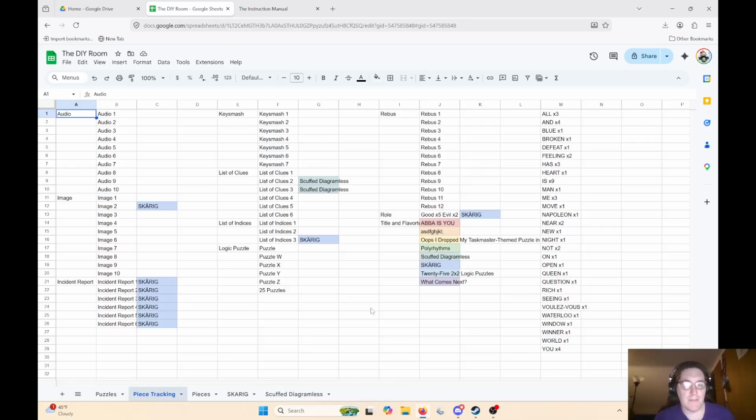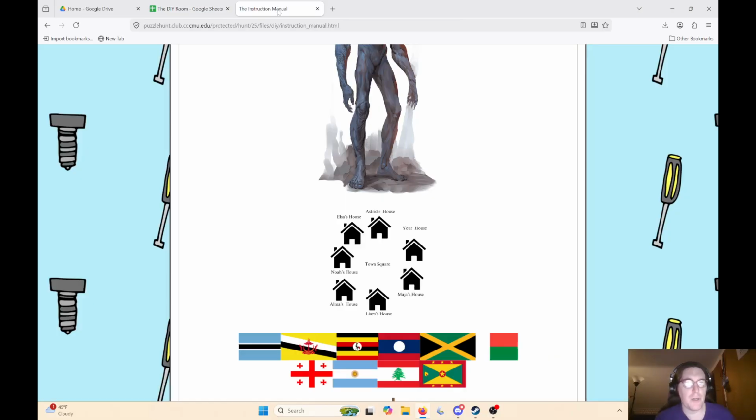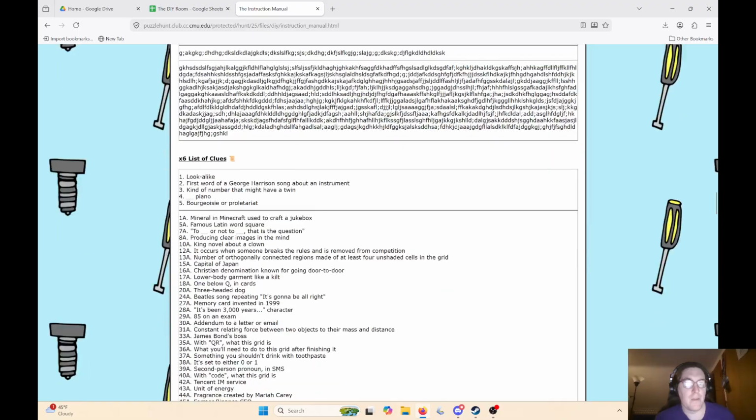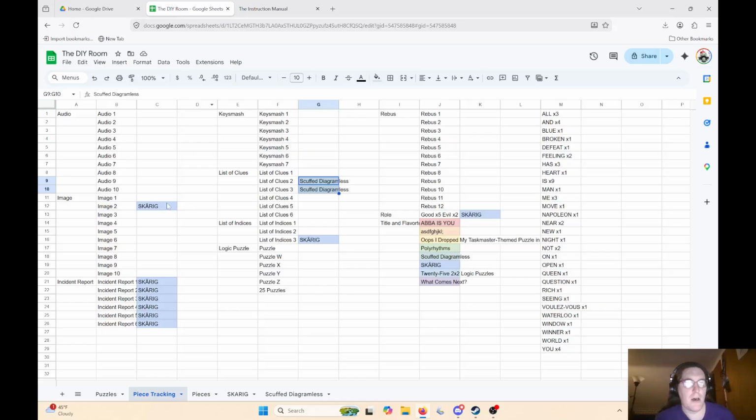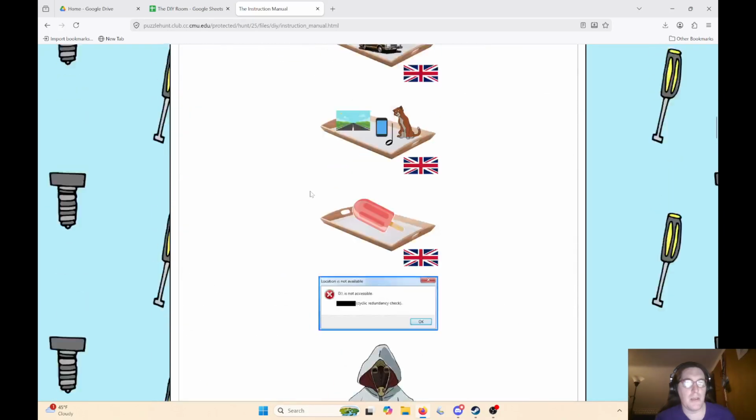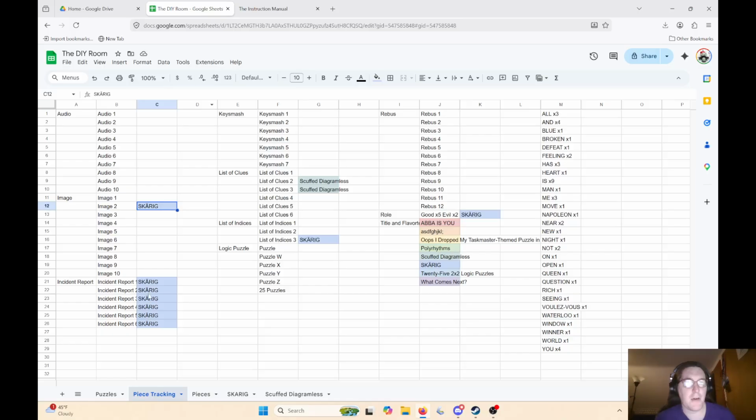This is a piece tracking sheet. It has the names of each of the puzzles here. And then as they get used, I'm going to mark down what used them. So, for instance, list of clues 2 and 3 here, the second and third list of clues were the crossword clues for Scuff Diagramless. Image 2 was the town hall for Blood on the Clock Tower. The incident reports were the logic incidents. The list of indices was how we got an answer out, and the good 5, evil 2 was just clarifying there were 2 evil players for Blood on the Clock Tower.